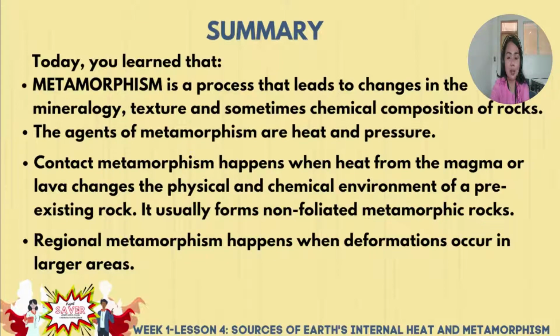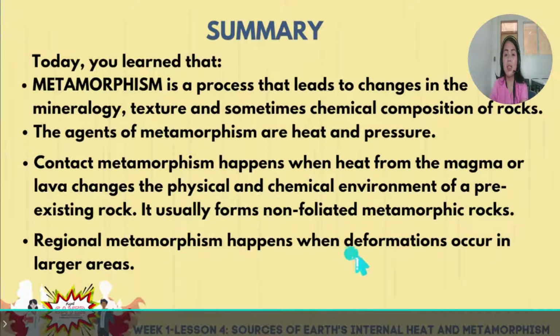Also, you learn that metamorphism is a process that leads to changes in the mineralogy, texture, and sometimes chemical composition of rocks. The agents of metamorphism are heat and pressure. Contact metamorphism happens when heat from the magma or lava changes the physical and chemical environment of a pre-existing rock. It usually forms non-foliated metamorphic rocks. Regional metamorphism happens when deformations occur in larger areas.